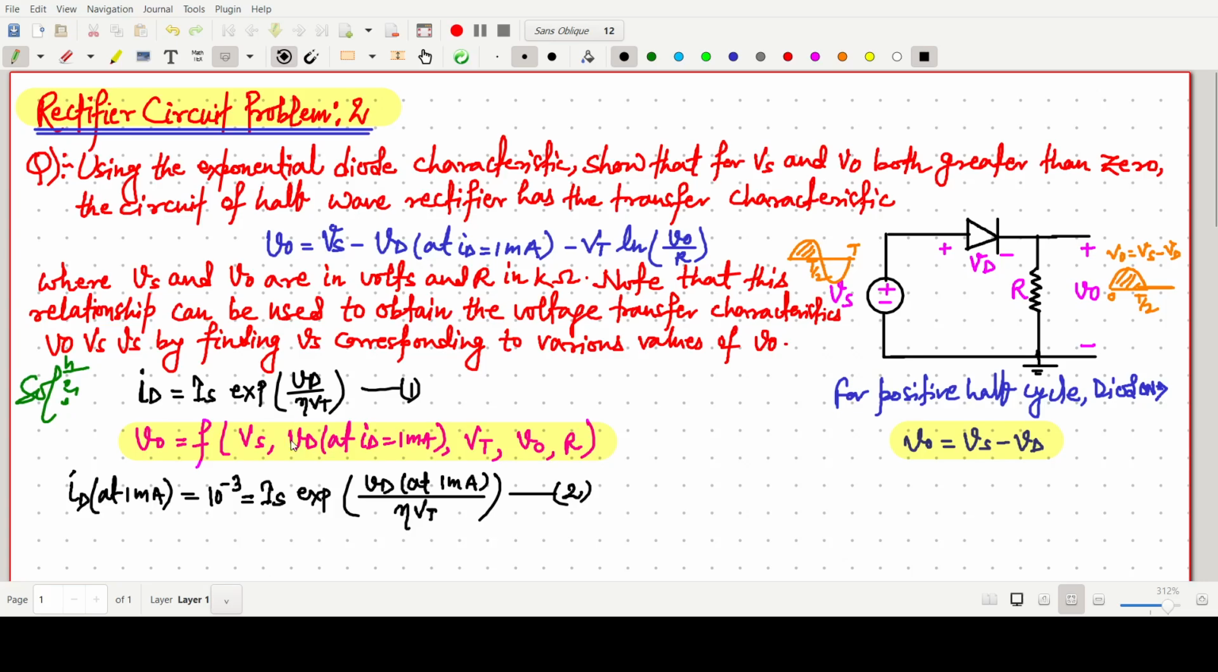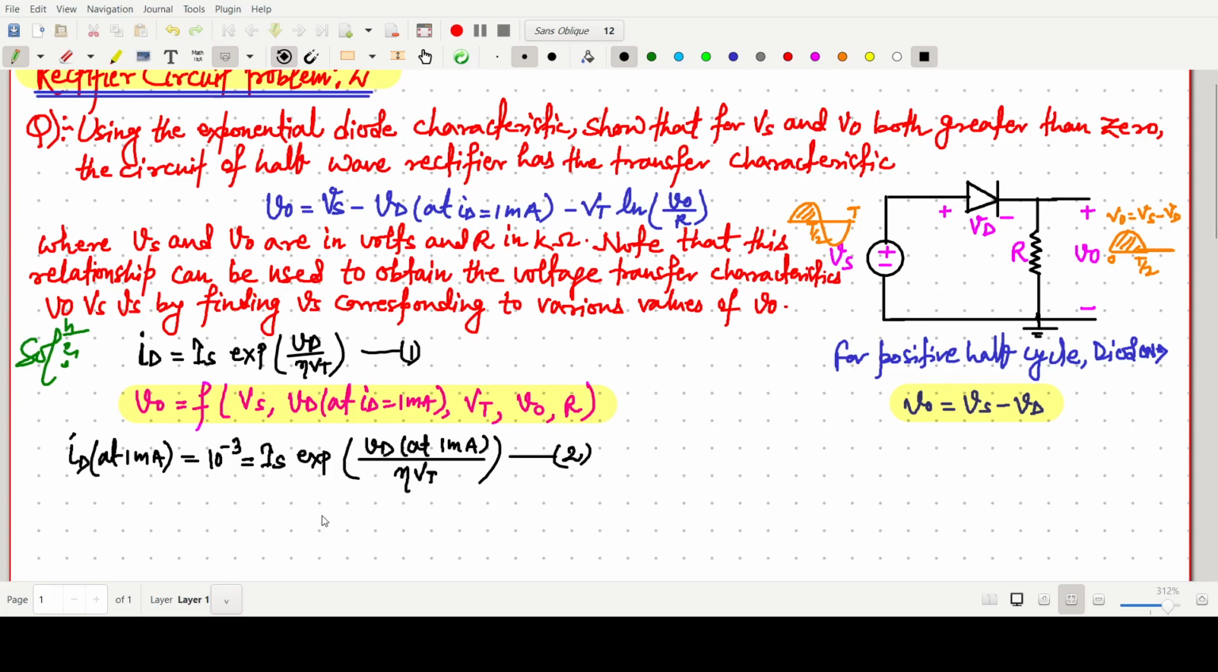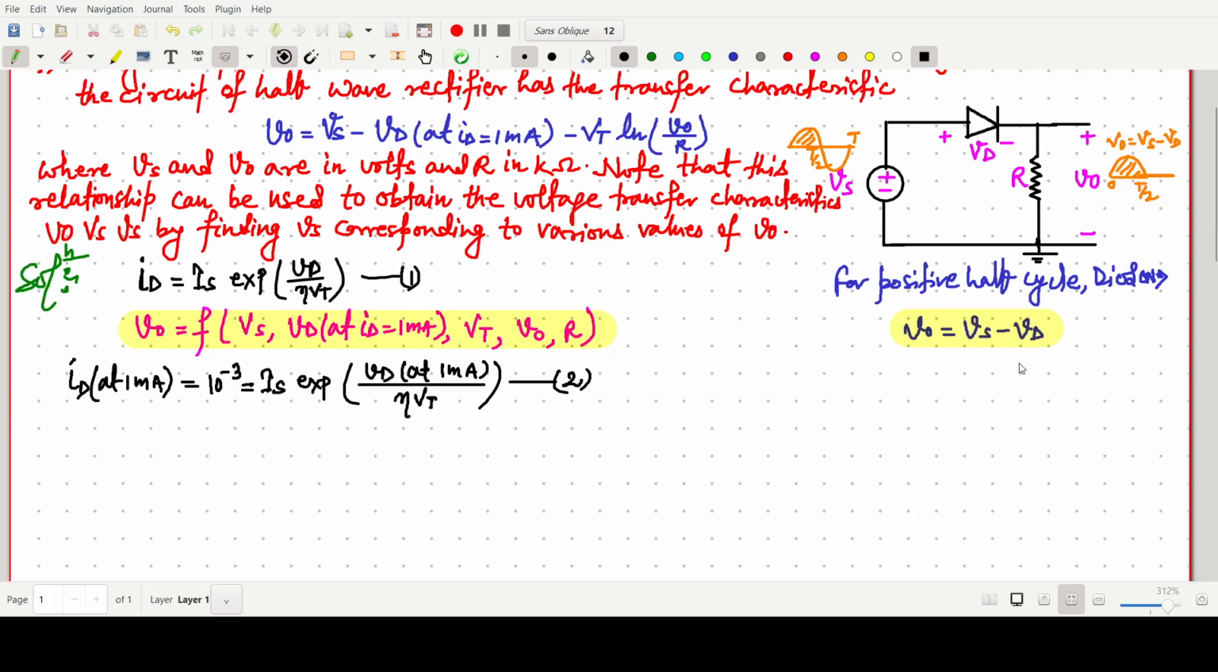So now two expressions are there, one and two. Here Vs is known to us, and if we find the Vd value, we can put it in this expression. Say this one is the main expression, equation A. If we can find Vd somehow, then we can put it in this equation and find V naught. So what we can do is divide 1 by 2.